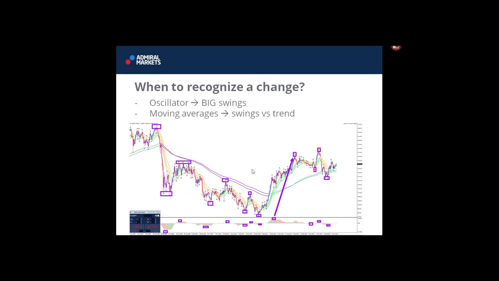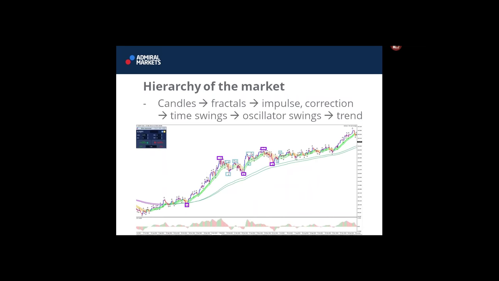But moving averages, in fact, would deserve an entire separate webinar, so I don't want to dive into that too much. But basically, the hierarchy of the market, in my opinion at least, and this is of course just how I look at the market, and there could be other people with different views, that's fine. But this is the way I look at it. I see candles. I see fractal level. I see impulse and corrections. I see time swings, I see oscillator swings, and I see the trend. Each step basically being a bit bigger.